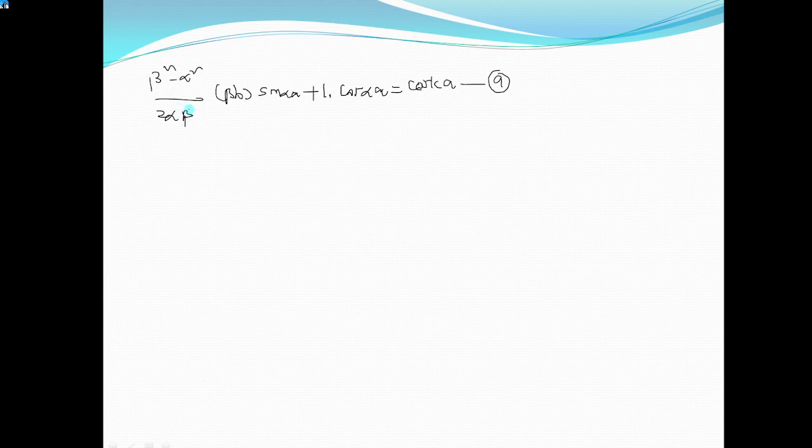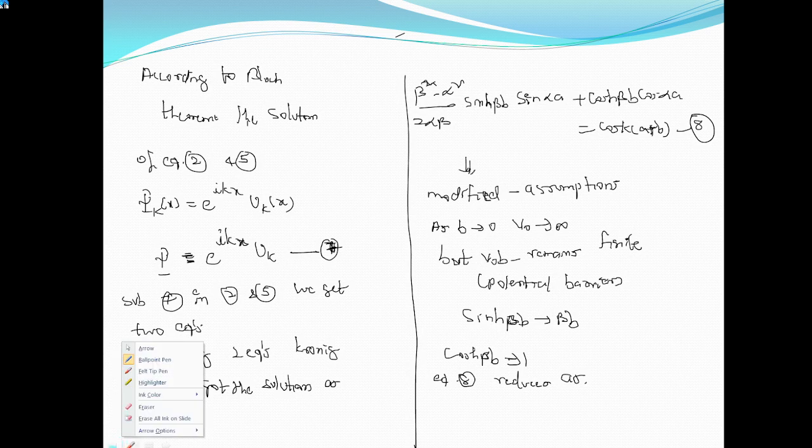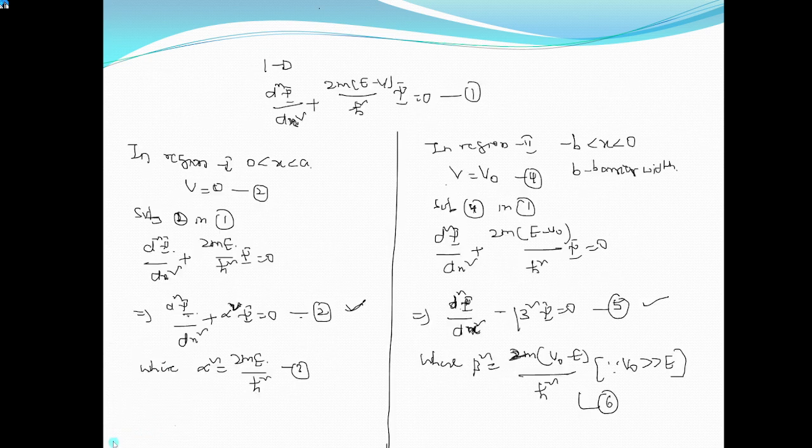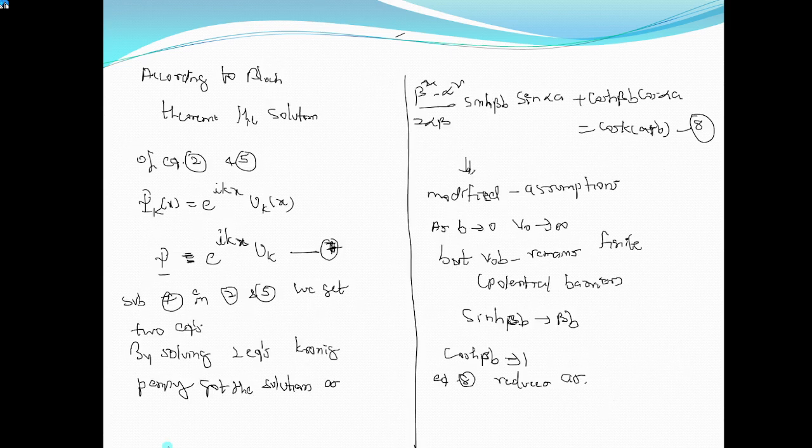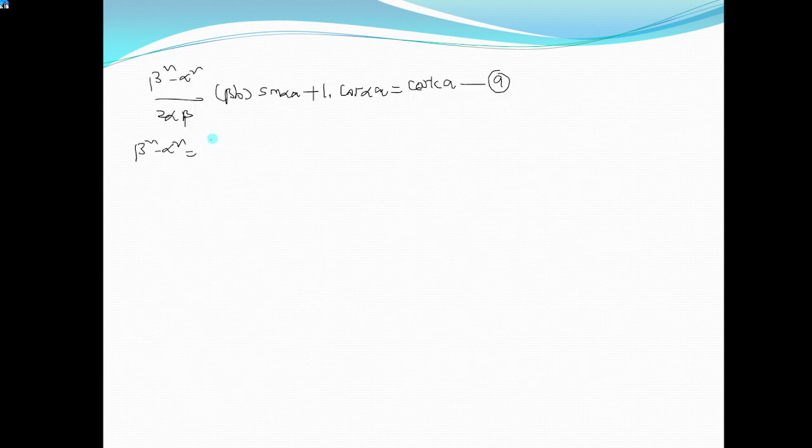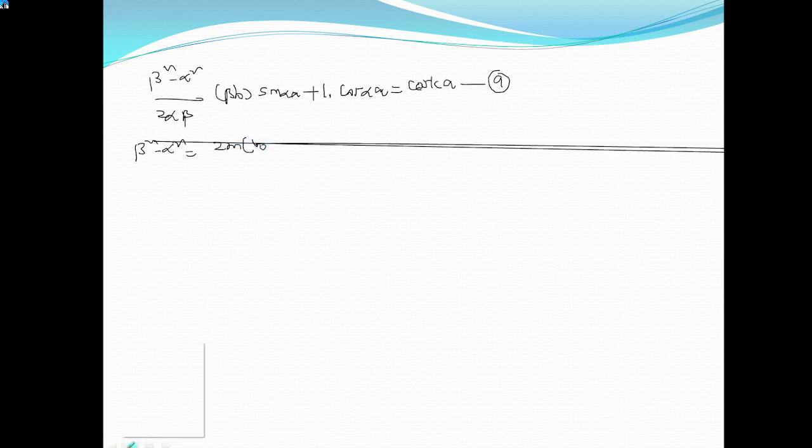Now I want to solve what is beta square minus alpha square. What is beta square? In the last equations, equation 6, I have taken beta square as 2m into v naught minus e by h cross square, and alpha square as 2m e by h cross square. So from equations 6 and 3 I can write it as 2m, what is this one?